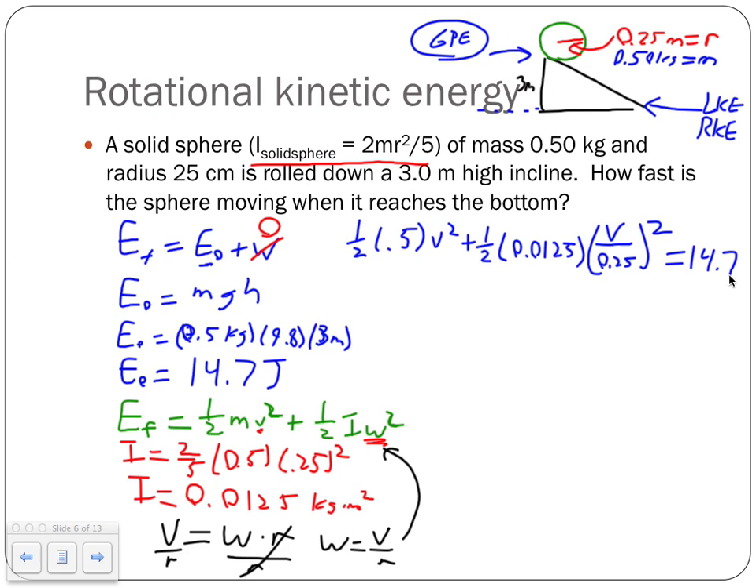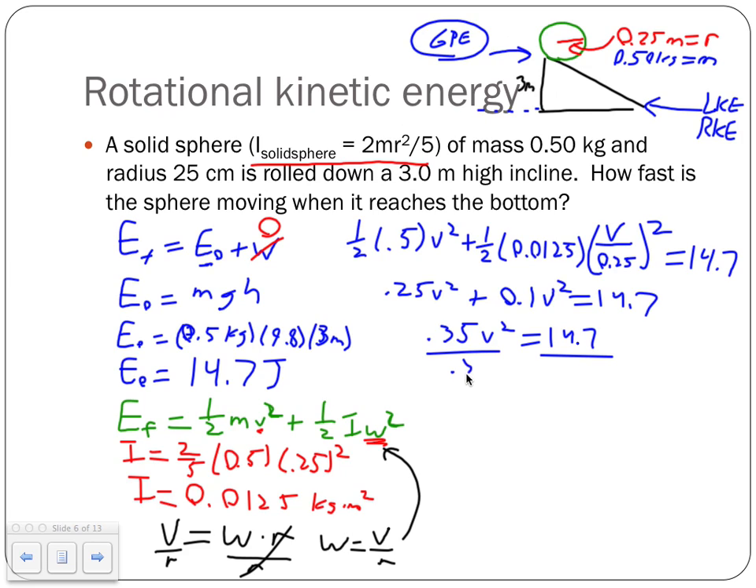So now we have an equation we can solve. We just have one variable, v. Let's go ahead and simplify it. 1/2 times 0.5 is just 0.25 v squared, plus, let's go to the math, 1/2 times 0.0125 divided by 0.25 squared, as we distribute that square throughout that term, that's the v squared over 0.25 squared. We do that, and that comes out to be right at 0.1. So we get 0.1 times v squared equals 14.7. Just combine these two terms together. 0.25 plus 0.1 is 0.35. So 0.35 v squared equals 14.7 joules. Divide both sides by 0.35.